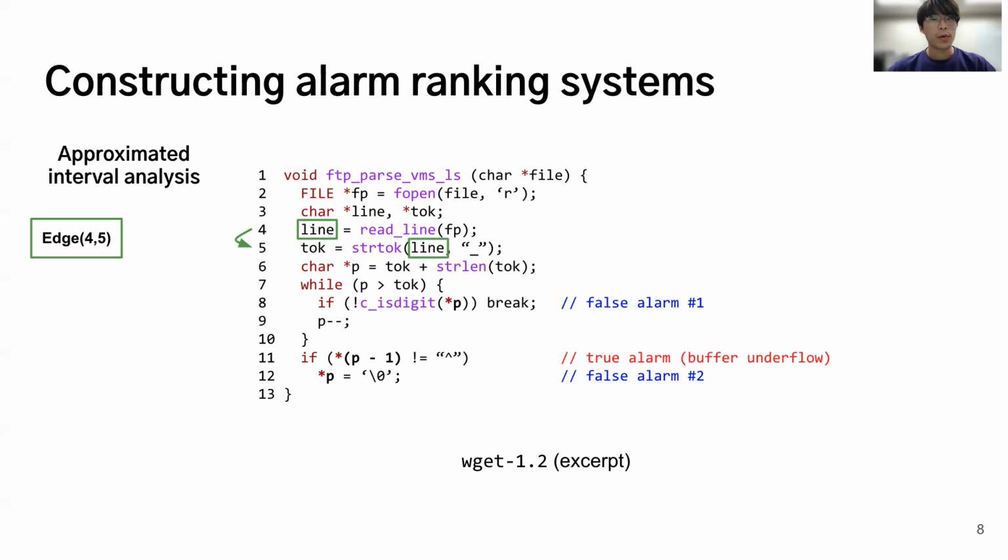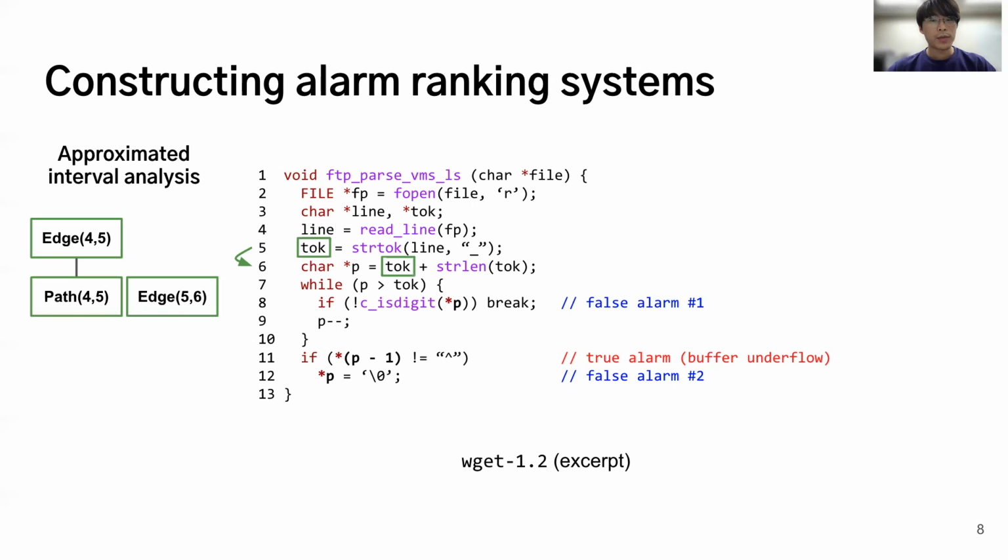We first proceed with the approximated interval analysis. The analysis not only reveals the buffer overflows, but also keeps track of the data flow. The atomic data flow is denoted as an edge. For example, edge(4,5) means there's a data flow from line number 4 to 5 with variable line. From an edge, we can trivially derive a path.